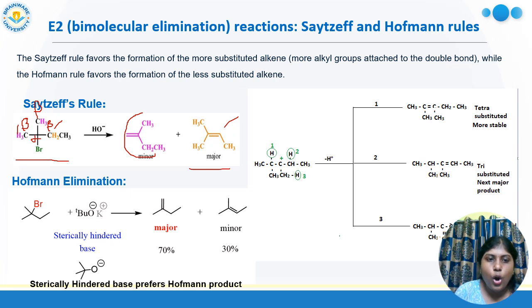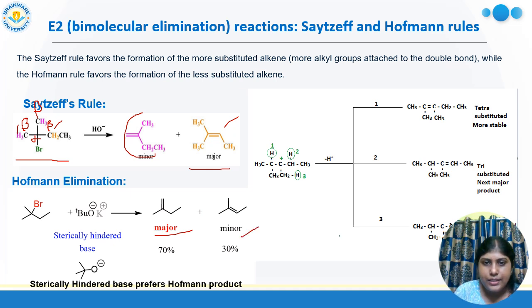Now according to Hofmann rule, if the base is sterically hindered, that means the size of the base is very large, then it is very difficult for the base to approach the alkyl halide. So the less substituted product will be the major product and the more substituted product will be the minor product.